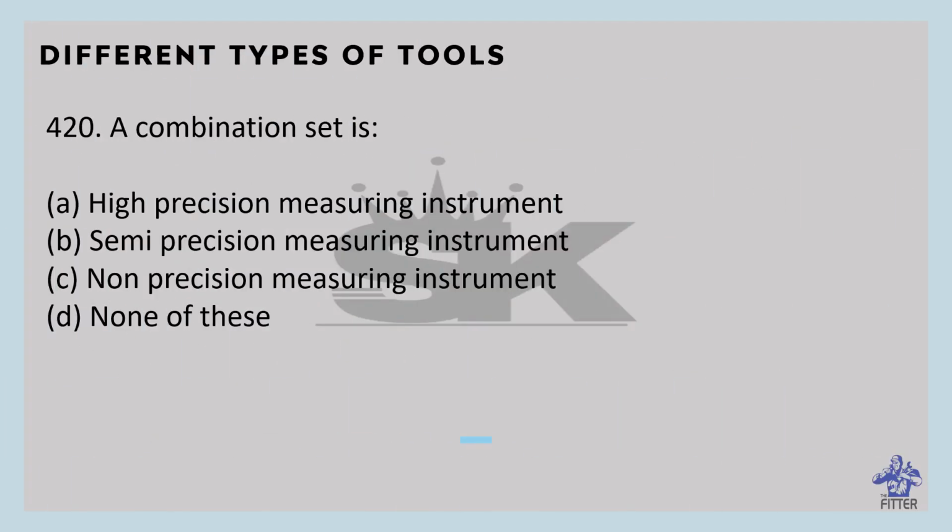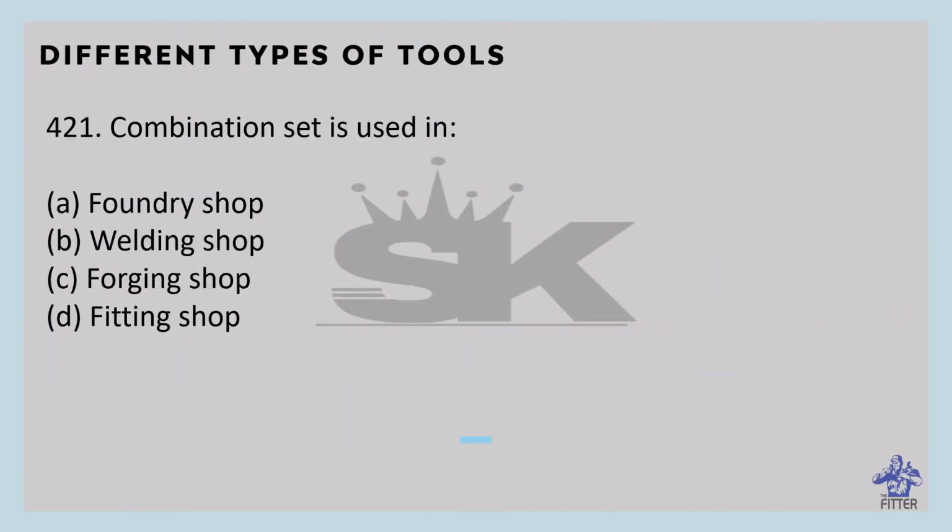A combination set is a non-precision measuring instrument. So the combination set can be used for different types of work such as layout work, measurement, and checking angles. The size of combination set is given by the length of steel rule. The combination set has three parts: protractor head, square head, center head with a steel rule. Combination set is used in fitting shop.